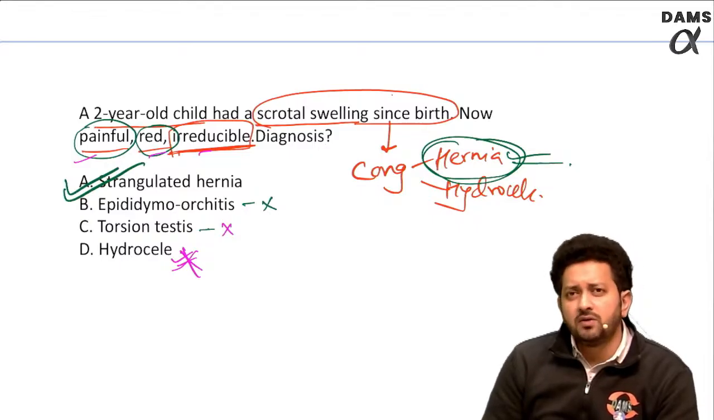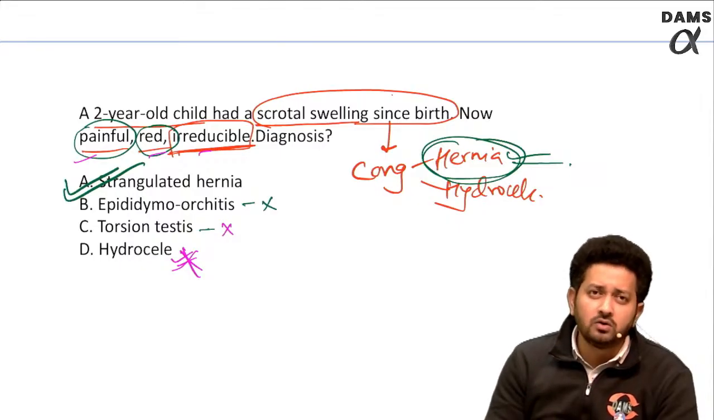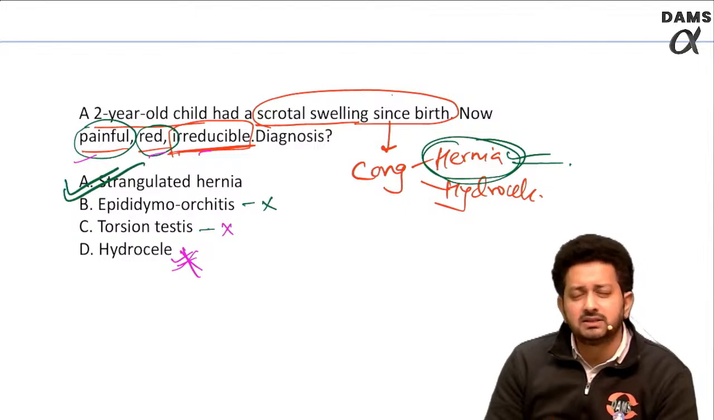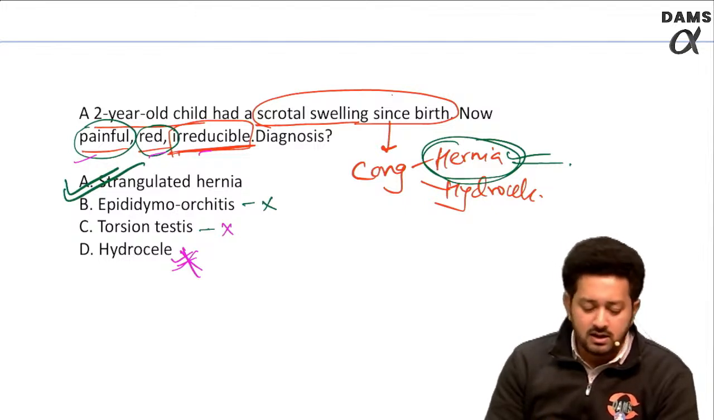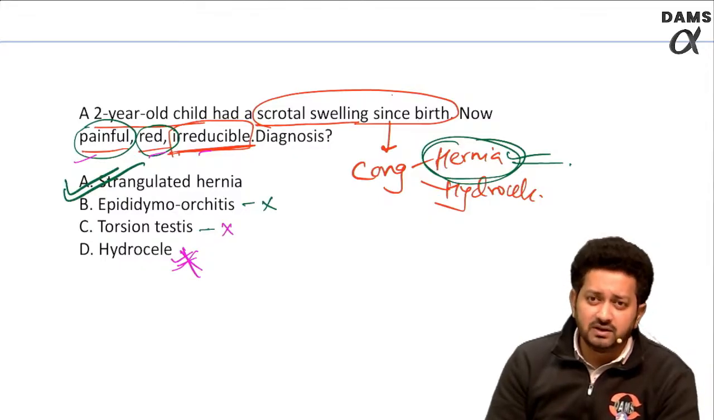Congenital hydrocele, you can wait and watch till 2 years, and if it persists beyond 2 years, then you need to go for repair. And by repair I mean herniotomy. Herniotomy is the surgery for both congenital hydrocele and hernia, because the basic pathology is patent processus vaginalis.